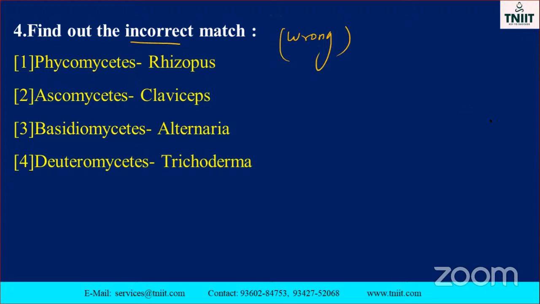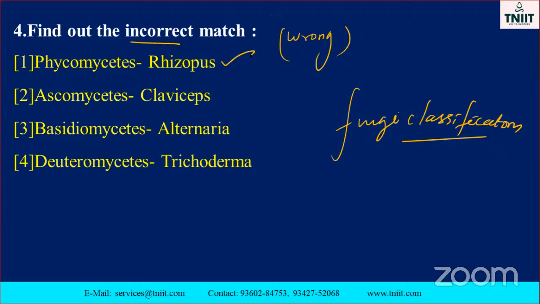I think you know. So for this classification, first of all you should note down the parts. That is very important. Phycomycete, ascomycete, basidiomycete, deuteromycetes. Phycomycete examples are Rhizopus, Albugo. These are all correct ones. Direct question, my dear. This one will definitely come in NEET 2023, definitely it will be there, from this part.